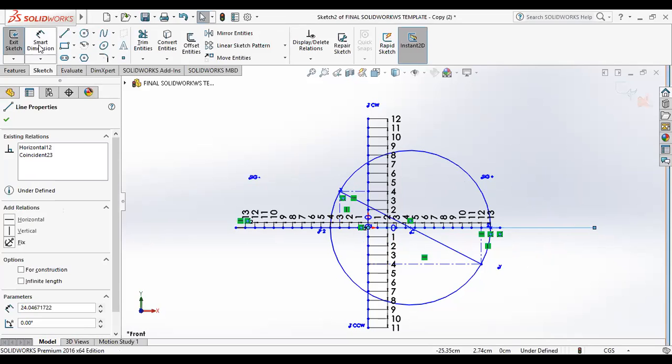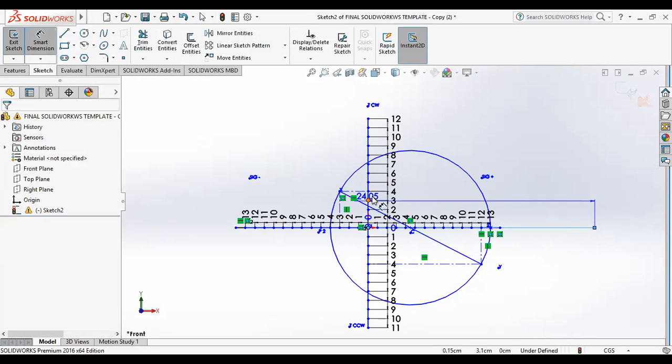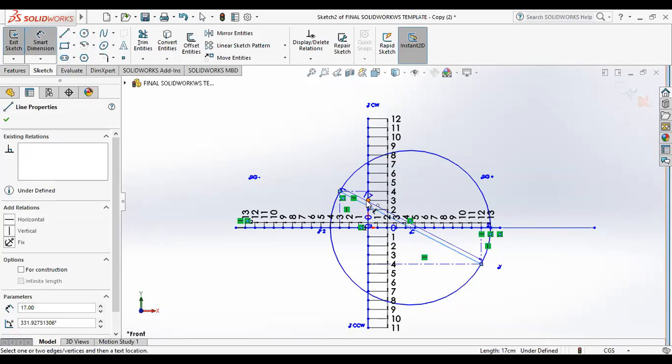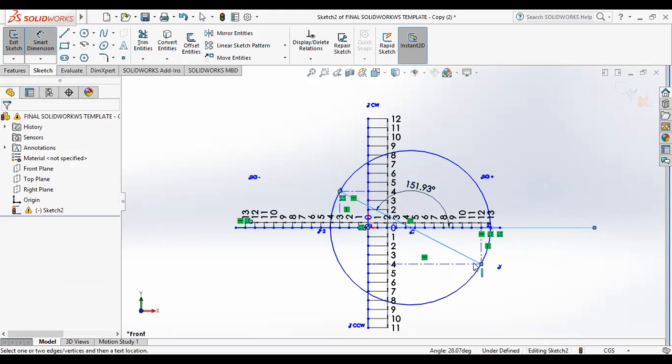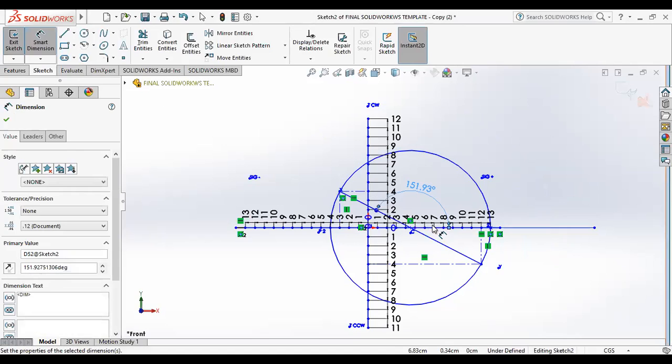Therefore, for my theta P1, this is my angle. First, let me measure theta P1 from my X face to theta P1. This is how I should measure. I should not bypass P2 and go to P1. From the X face I have to go directly to P1. This is my theta P1. Okay, this is 151.9 degrees, 151.93 degrees or 152 degrees.